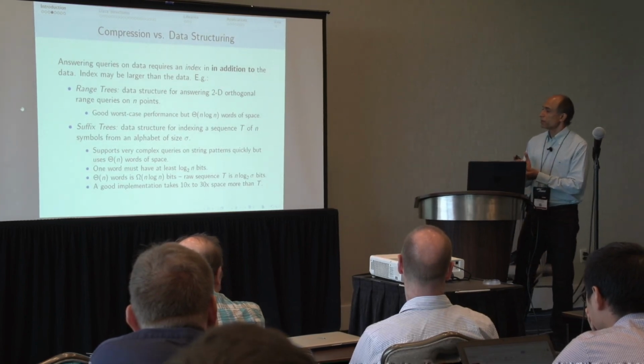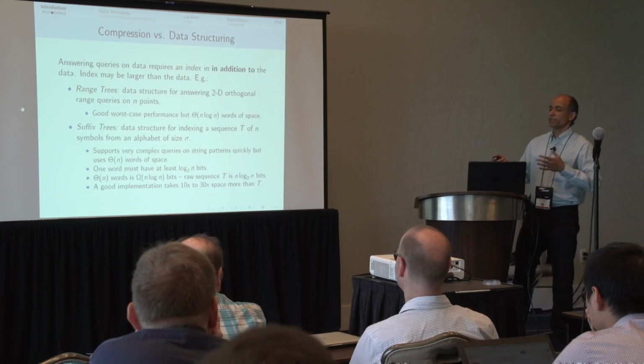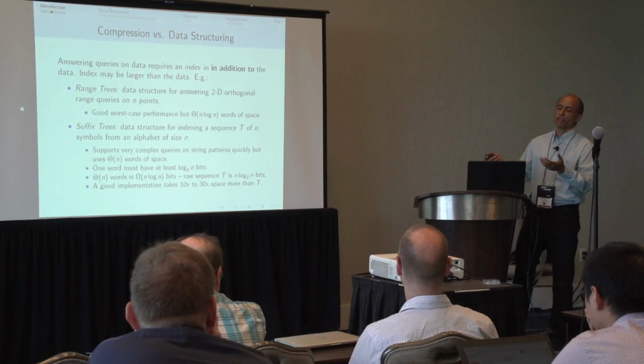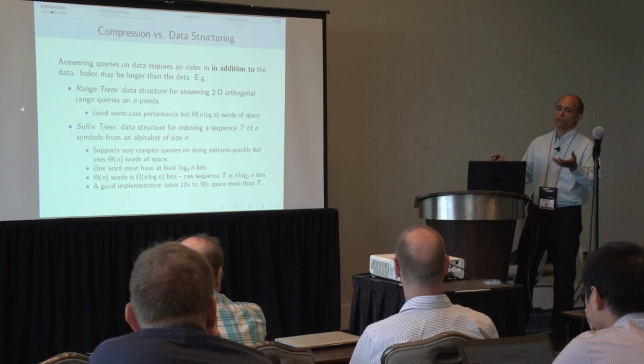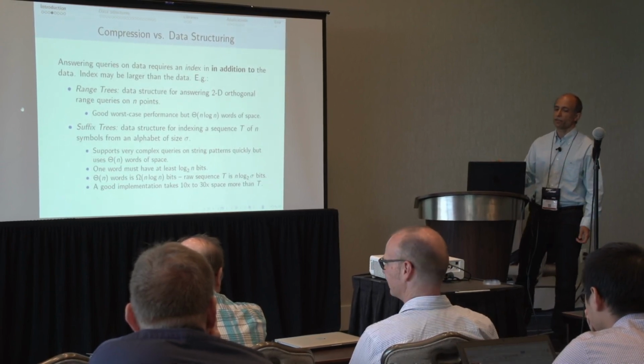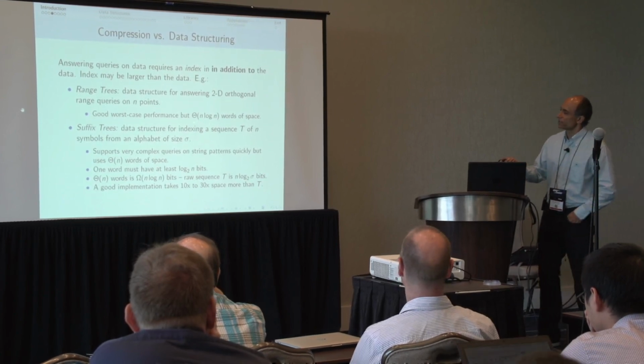The problem could be the constant. It could be the log n. The fact is we really want data structures where the data structure, including the index, is actually not much bigger than the data that you have. That's our selling point. So both of these are issues, but in this particular case, the constant isn't terrible.